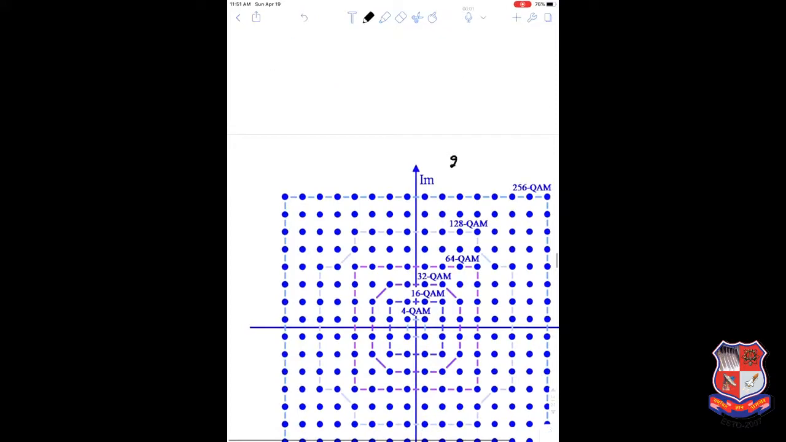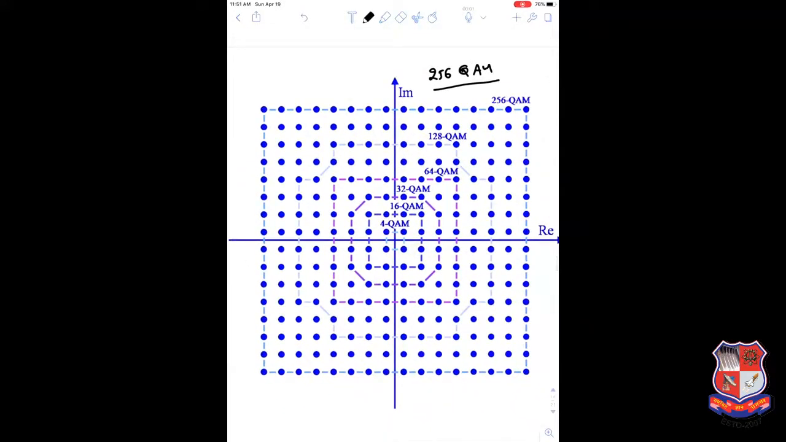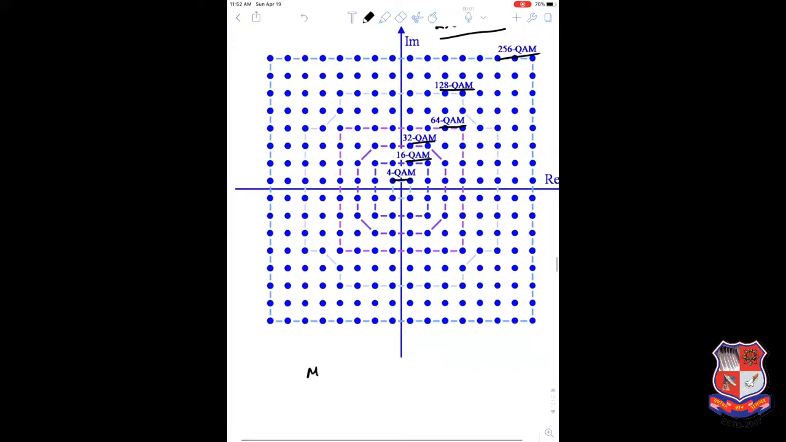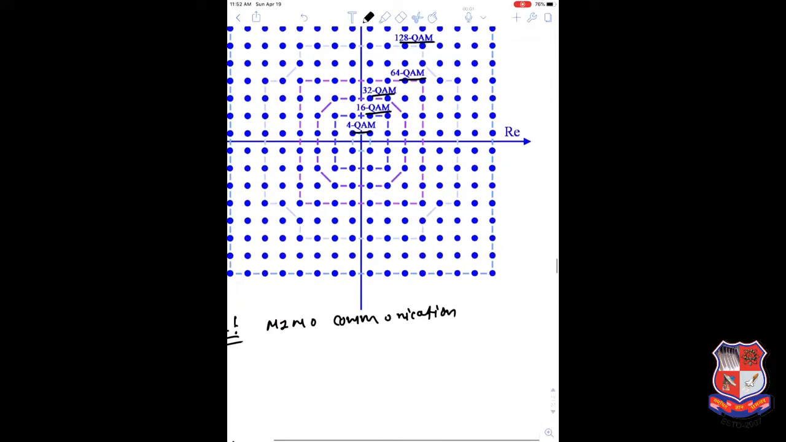And then we have 256 QAM. You find this is a constellation diagram for all the points. We start from 4 QAM, 16 QAM, 32 QAM, 64 QAM, 128 QAM, and finally 256 QAM. So today, in 5G MIMO communication, we are using this very high modulation scheme, known as 256 QAM.